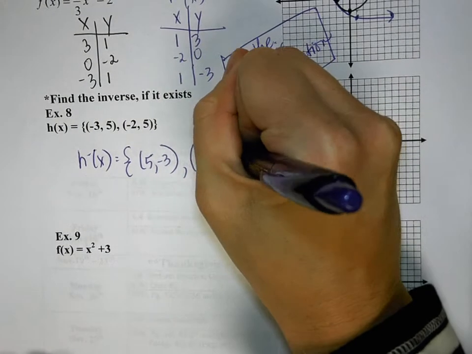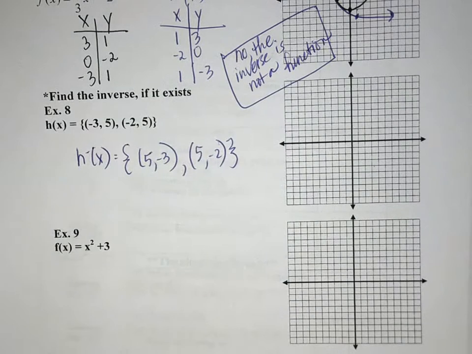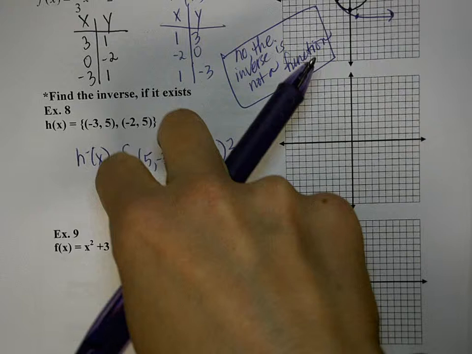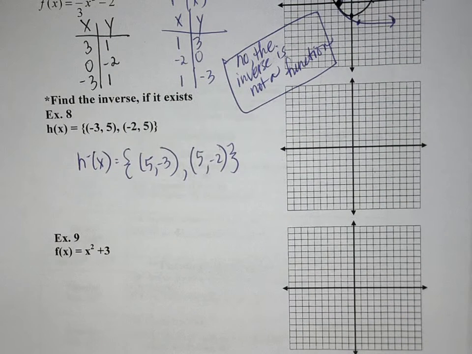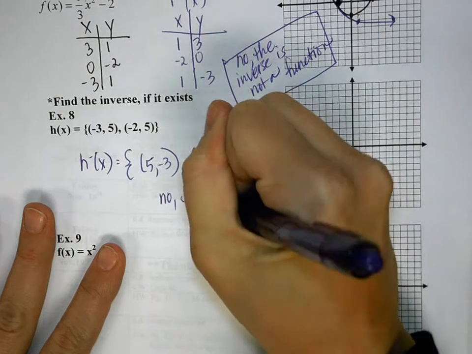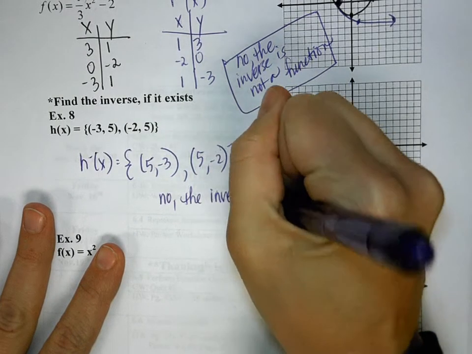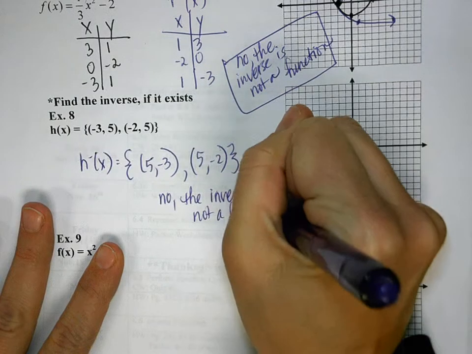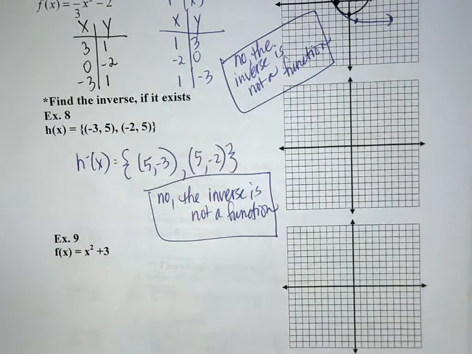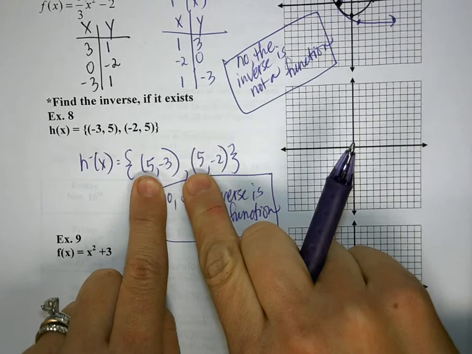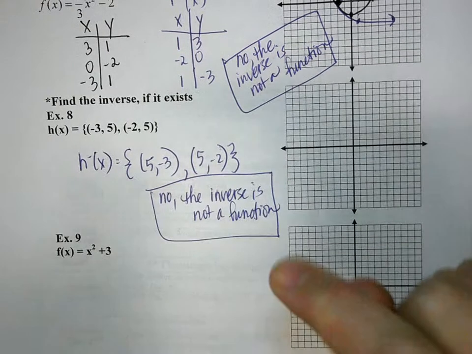Without graphing this, would you say yes, the inverse is a function, or no, it's not a function? How do you know it's not a function? The x's repeat. So I'm going to put no, the inverse is not a function. See right here? The x's repeat. So that's why it's not a function. Because if you were to do the vertical line test, it won't work.